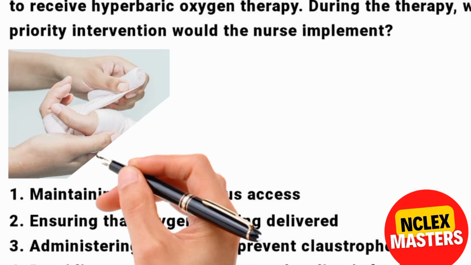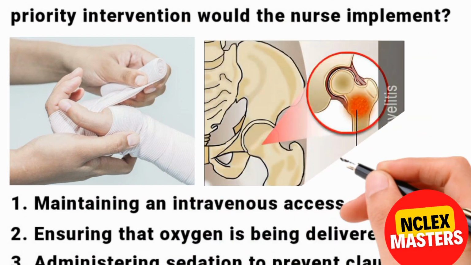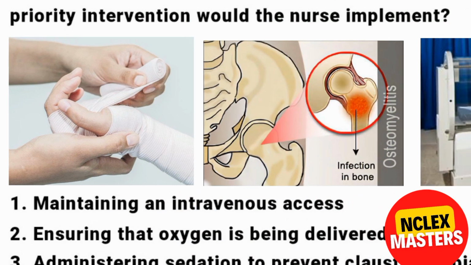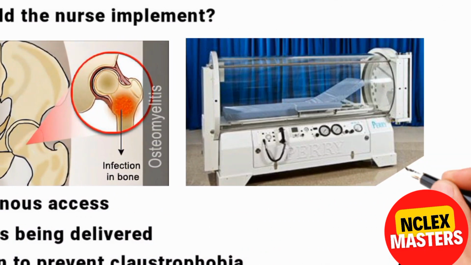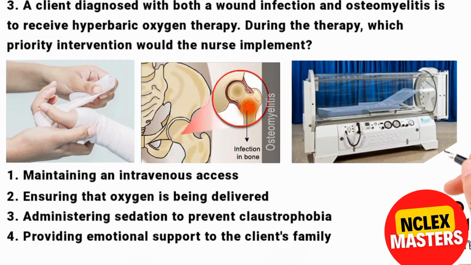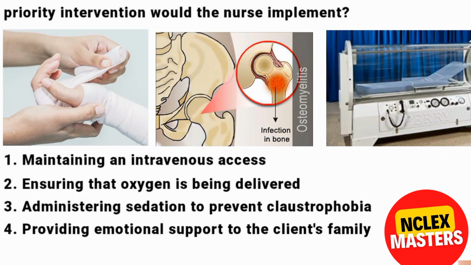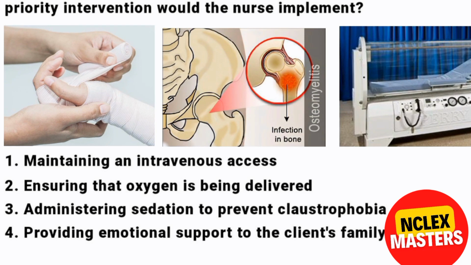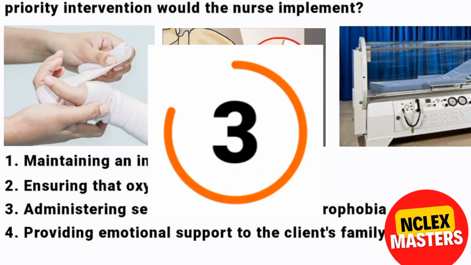Question number 3. A client diagnosed with both a wound infection and osteomyelitis is to receive hyperbaric oxygen therapy. During the therapy, which priority intervention would the nurse implement? Maintaining an intravenous access, ensuring that the oxygen is being delivered, administering sedatives to prevent claustrophobia, or providing emotional support to the client's family.